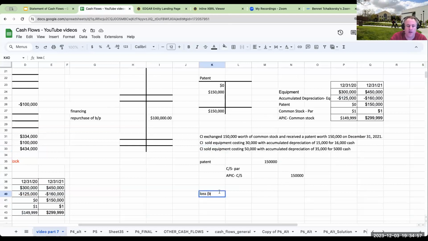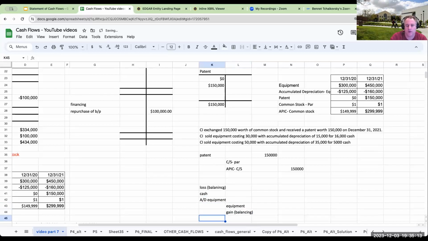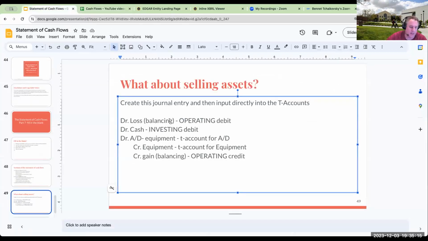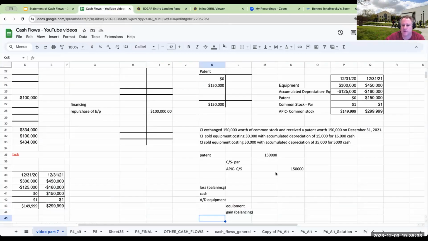I have a loss balancing. Over here, I'm going to have cash that I received, accumulated depreciation on that old equipment because I got to take it off my books. Equipment, gain, balancing. What I'm going to go through and do, very important, right? I'm going to basically put the values of the equipment into the T accounts. The AD equipment is going to go there. The loss is going to be a debit in the operating, gain, credit in the operating. The cash I receive is going to go into the investing section.